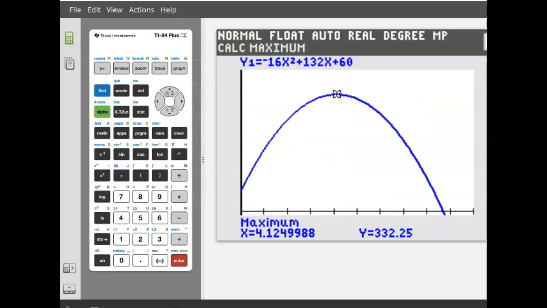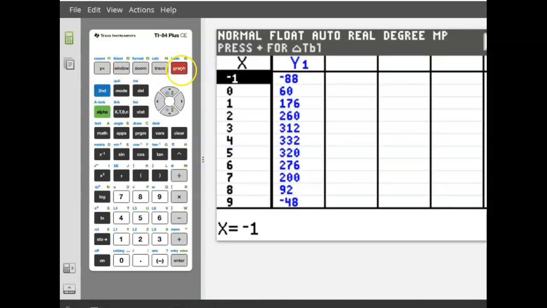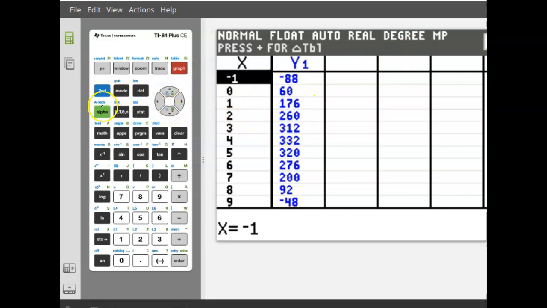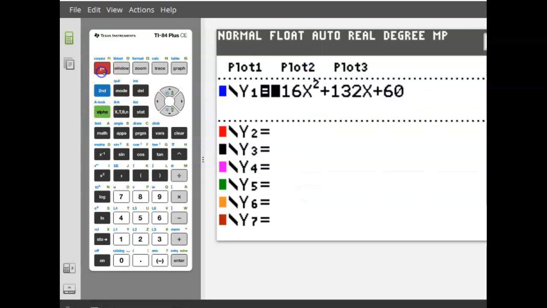Does anybody remember another way to find that? If we were doing this by hand, we would have to plug 300 in and then solve, subtract it over, and then use the quadratic formula all over again. Okay, guys, this is a new one for some of you.